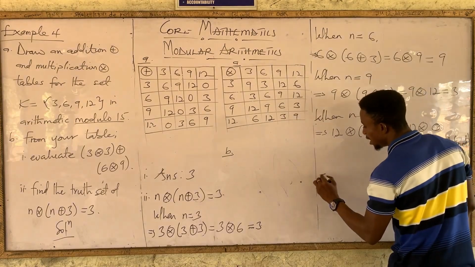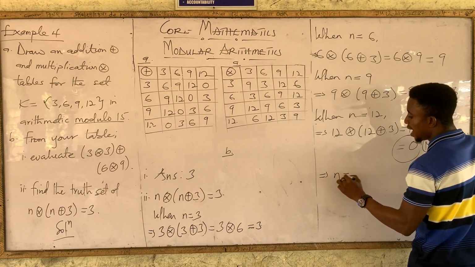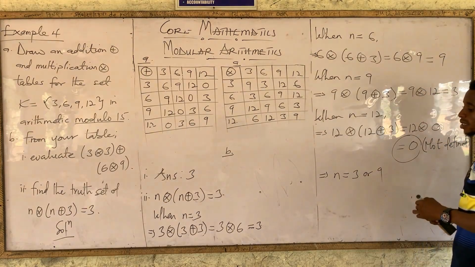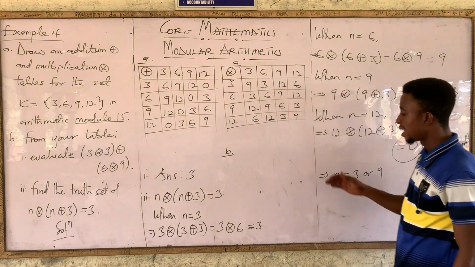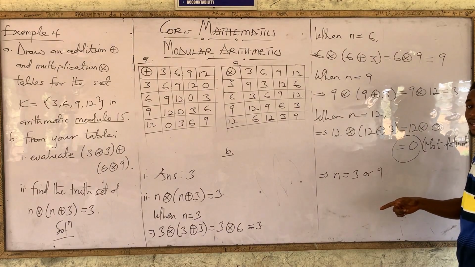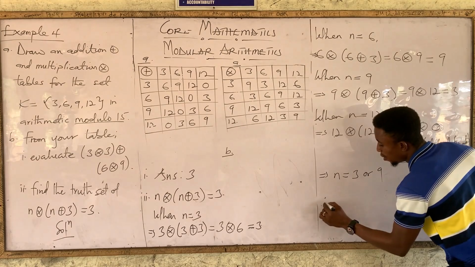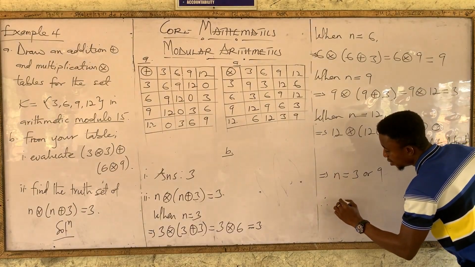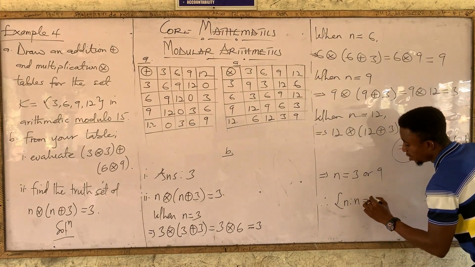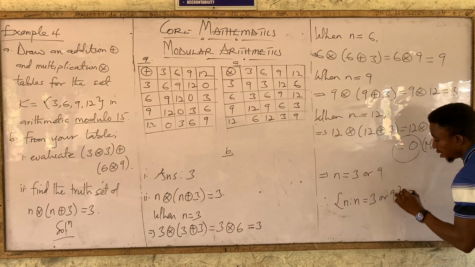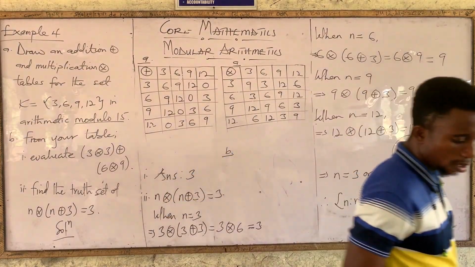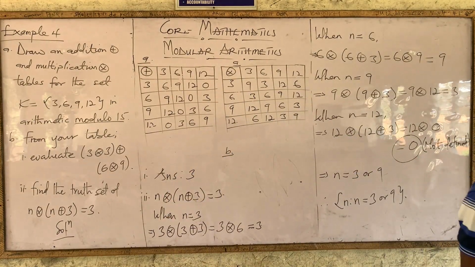Then we say this implies that our n is equal to 3 or 9, because it's only 3 and 9 that gives us the 3 to be an answer. Are we okay? So we say therefore we are finding the true set. So we say n is such that n is equal to 3 or 9. And that is that. Are we okay? So I think that is that for that.